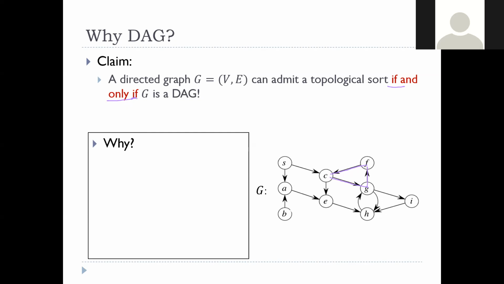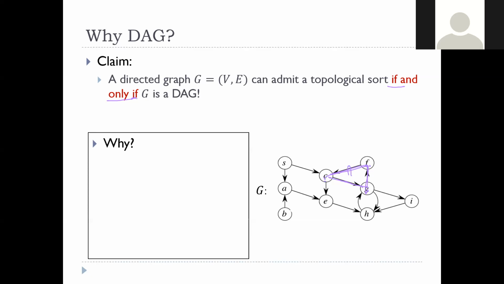Now, this edge means that C has to come before G. This edge means that G has to come before F. And then this means that F has to come before C. That's a contradiction, because if C has to come before G, and G has to come before F, that means that C has to come before F. But then this edge is opposite. It says that now F has to come before C. So there's no way that I can reconcile all these three edges.